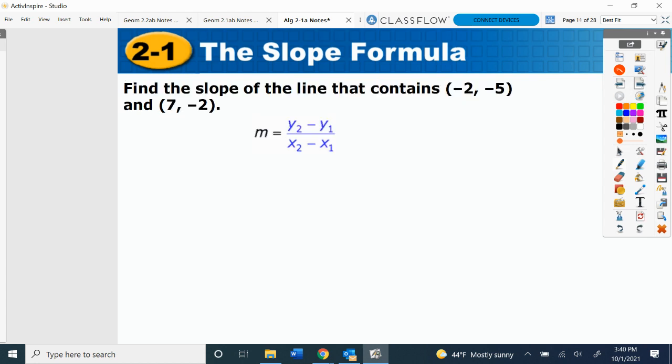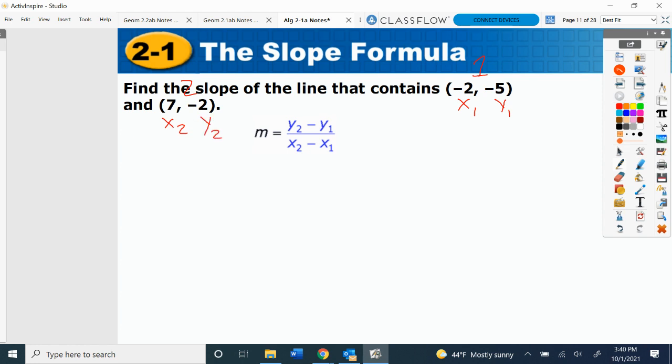Okay, so here we got 2 points on a line again, and we got our slope formula, so we want to calculate this. So first, let's just label our first point as point number 1, second point as point number 2, and then let's label what our x1 and y1s are. So this is point 1, so we're going to call it x1 and y1. And over here is point 2, so we're going to call that x2 and y2.